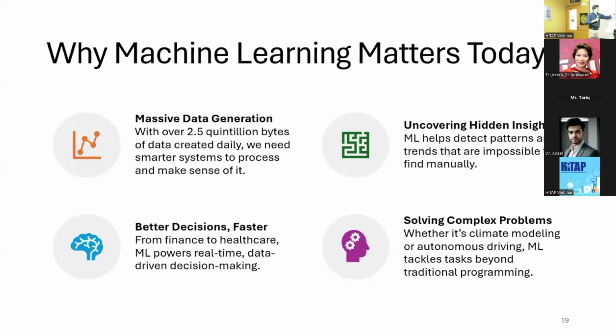The third thing is that it can help us uncover hidden insights. If you do it manually, maybe you will spend months, but machine learning can do it in just seconds. And the fourth thing is that machine learning can solve complex problems, including climate modeling and autonomous driving. Just for example, nowadays scientists are even spotting stars that are 2,400 light years away from our planet, but machine learning makes them capable of spotting them. And we have a lot of examples that show how machine learning can solve complex problems.